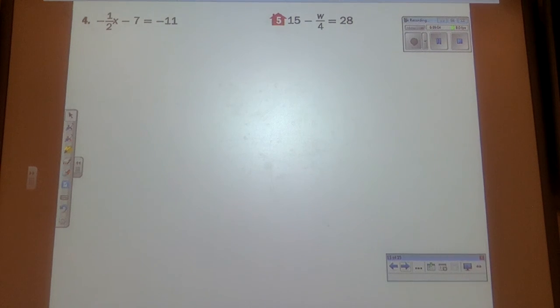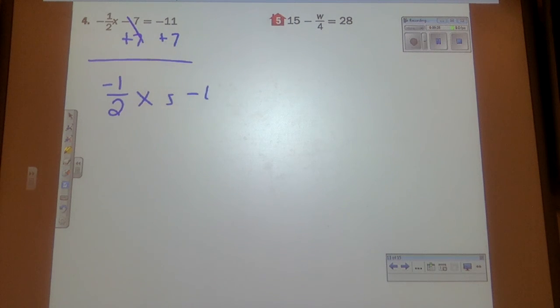All right, number 4, we have -1/2 x minus 7 equals -11. So I see subtraction there. I want to get rid of that and add a 7 to both sides. So once we do that, our 7's cross out. We're left with -1/2 x is equal to, it's different signs subtract, so our answer is going to be -4. Sorry, that equal sign didn't turn out right. So -1/2 x equals -4.